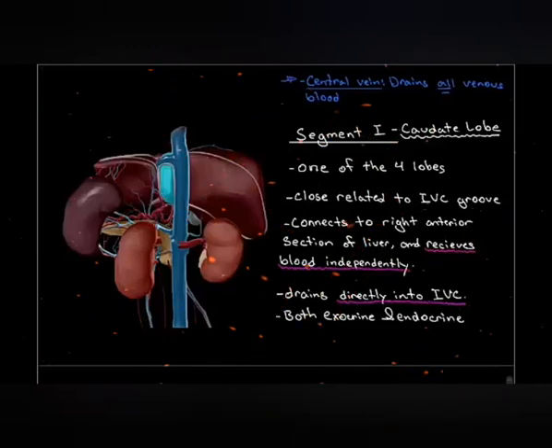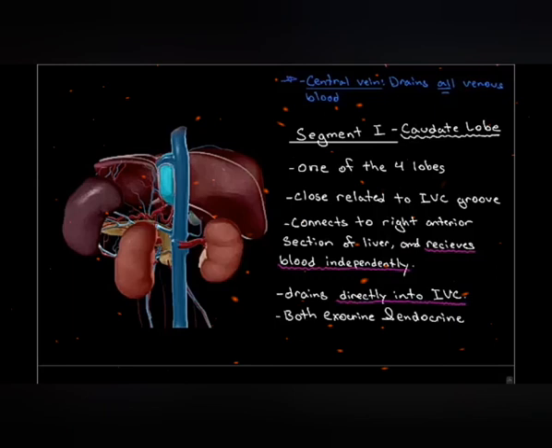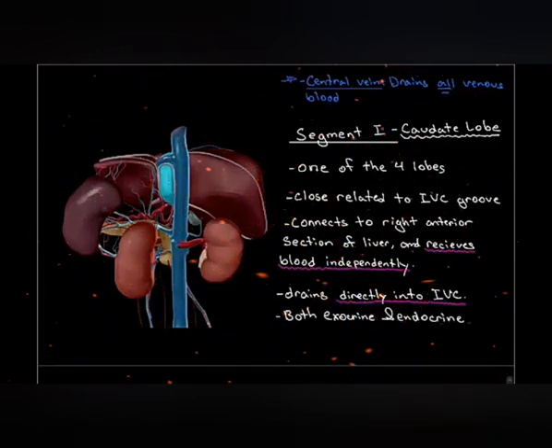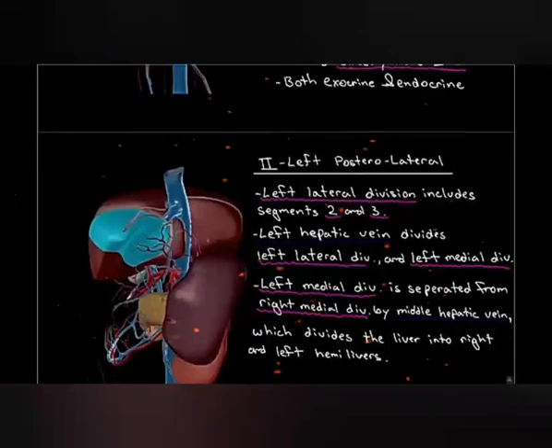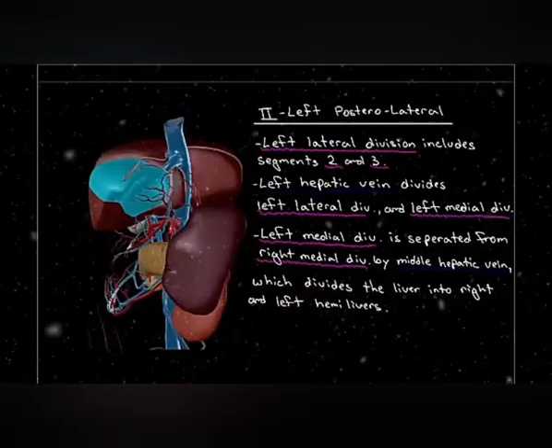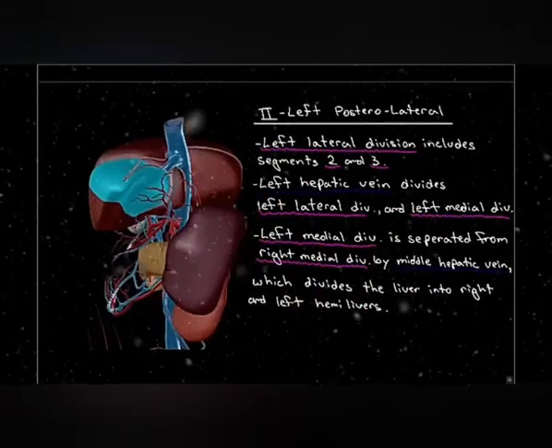So now we're going to be talking about the 8 separate segments of the liver. We can see here highlighted in blue, segment number 1, the caudate lobe. It is also part of the 4 lobes of the liver. However, it is considered a segment because it receives its own vascular biliary tree. And also one thing to mention about the caudate lobe is that it drains its blood directly into the inferior vena cava.